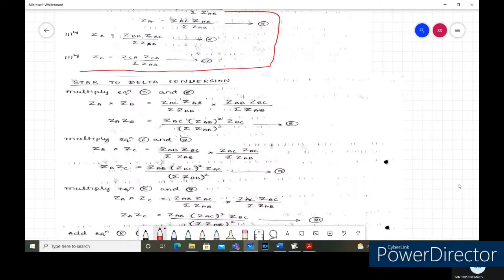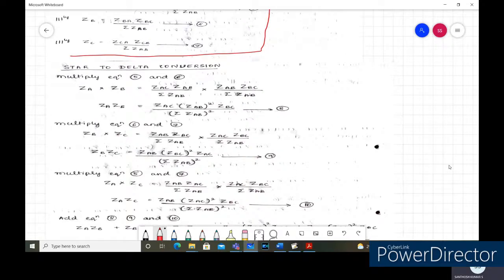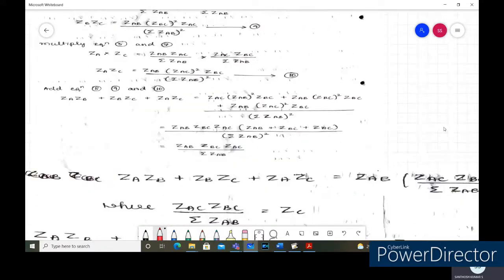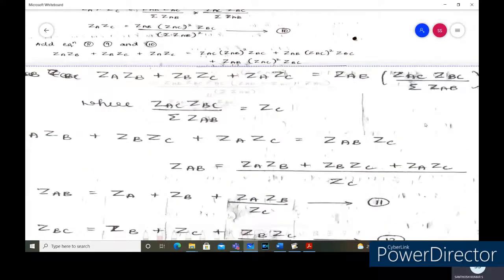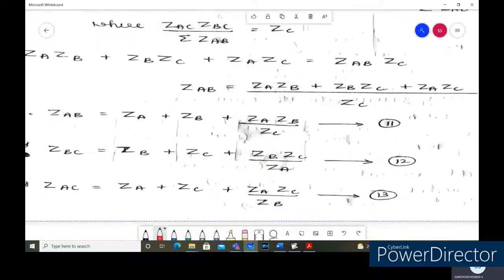In order to do this, we have equations 5, 6, and 7. Let us multiply equations 5 and 6, so ZAB into ZBC, and we get the expression. Similarly, we multiply equations 6 and 7, and similarly equations 5 and 7. Now we add the equations, and the sum of the terms will be there. We are going to substitute these terms as equal to the value considered as ZC. If we substitute here, we get the values for ZAB, ZBC and ZAC.